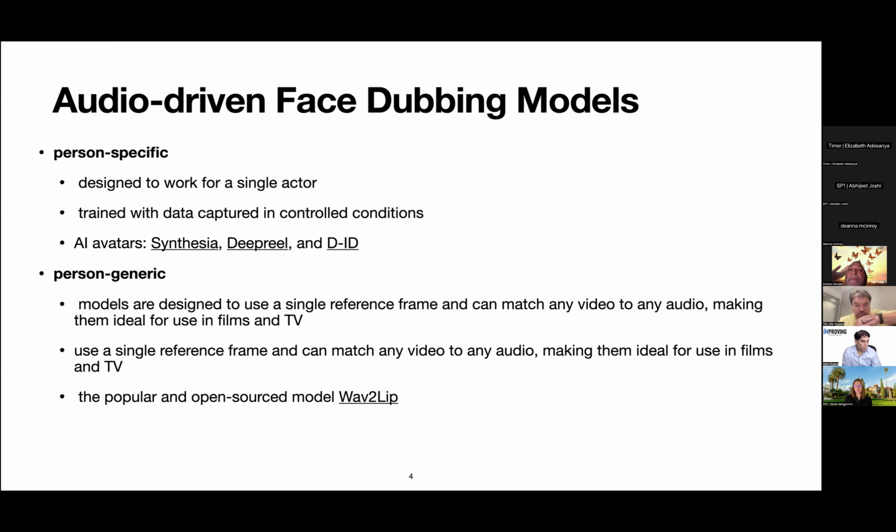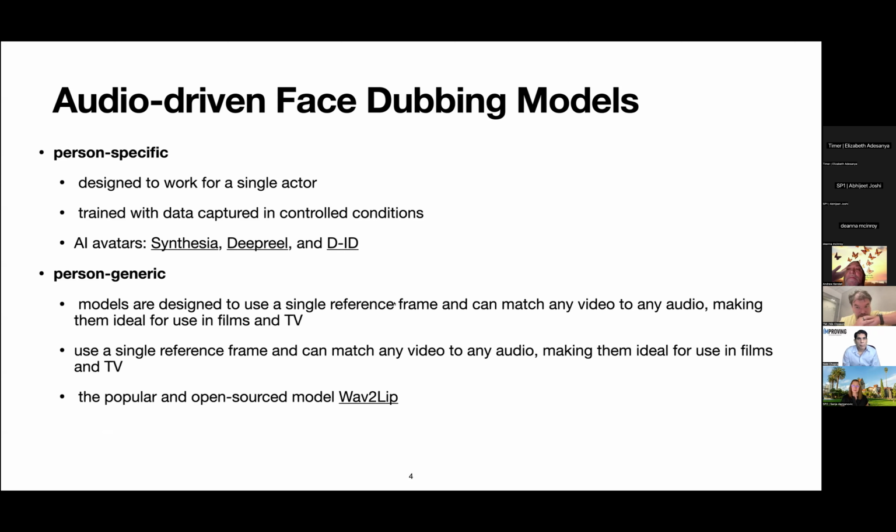And the other is person-generic, where the model is trained in general. So it means that the model uses a single reference frame, so only one picture of a person, and can match any video to any audio, making these person-generic models ideal for use in films and TV.